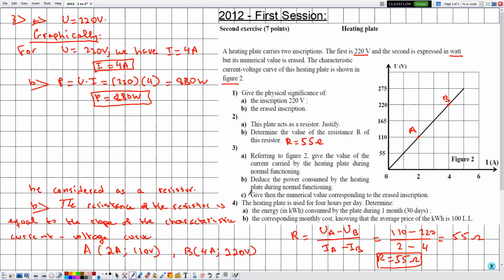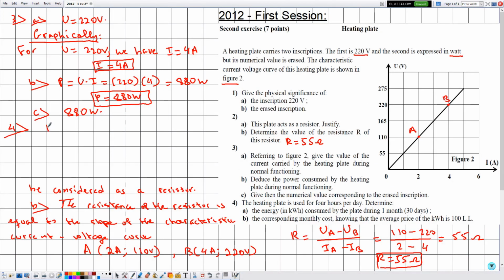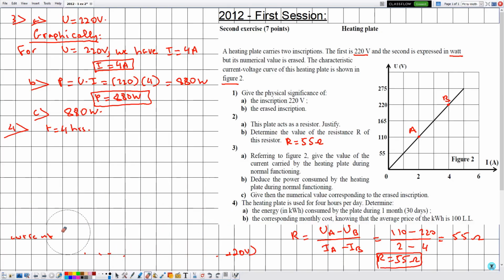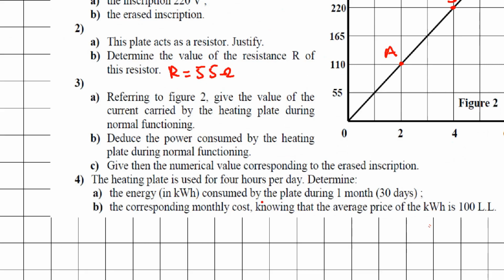Then in part C, they are telling me to give the numerical value corresponding to the inscription. The numerical value is 880 watts. Now in part 4, they are telling me the heating plate is used for 4 hours per day. So T is equal to 4 hours. Determine the energy in kilowatt hours consumed by the heating plate during 1 month, 30 days.